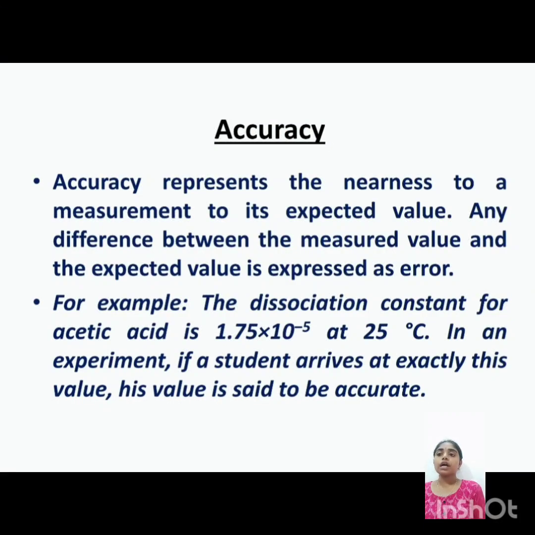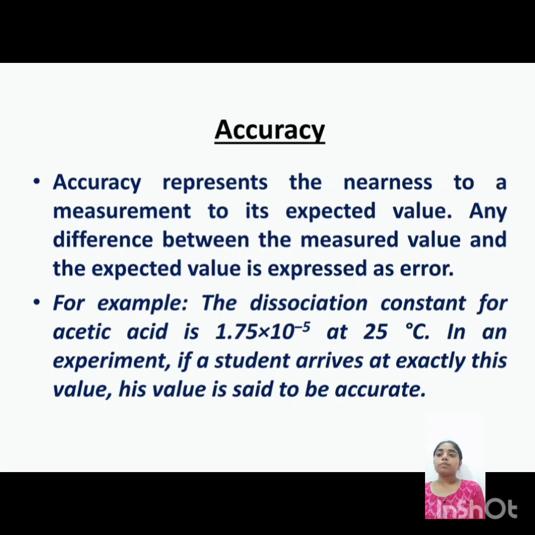First is accuracy. Accuracy represents the nearness of a measurement to its expected value. Any difference between the measured value and the expected value is expressed as error. For example, the dissociation constant for acetic acid is 1.75 × 10^-5 at 25 degrees Celsius. In an experiment, if a student arrives at exactly this value, the value is said to be accurate. This is known as accuracy.